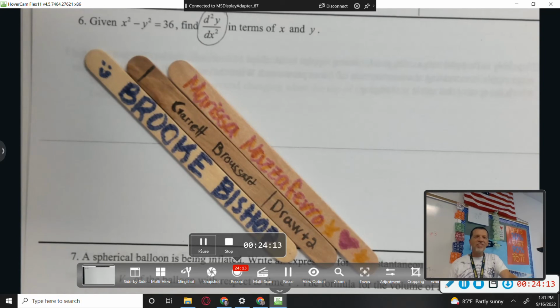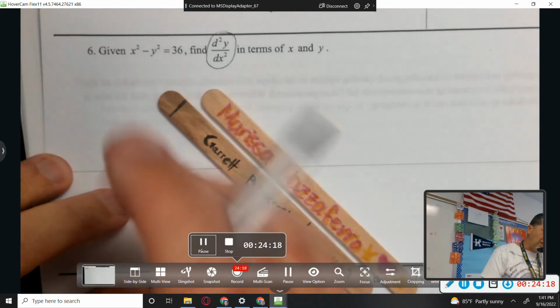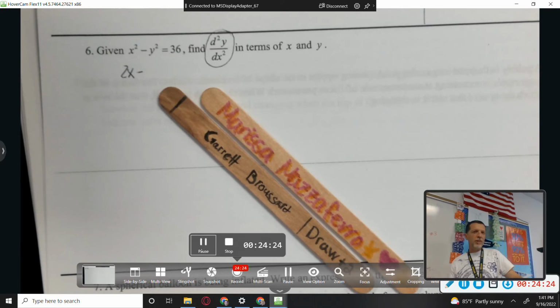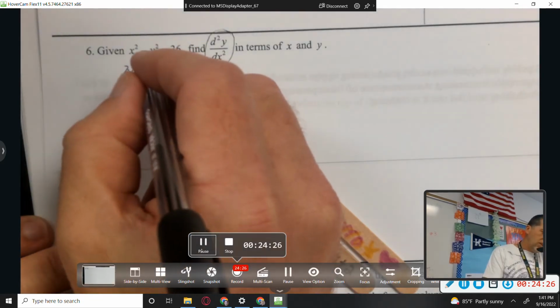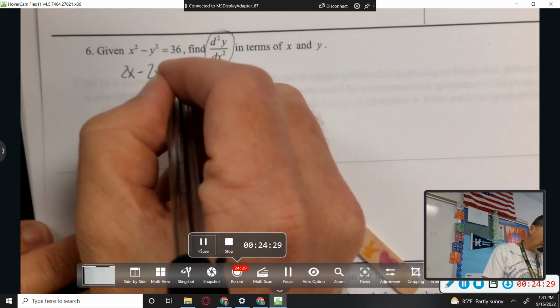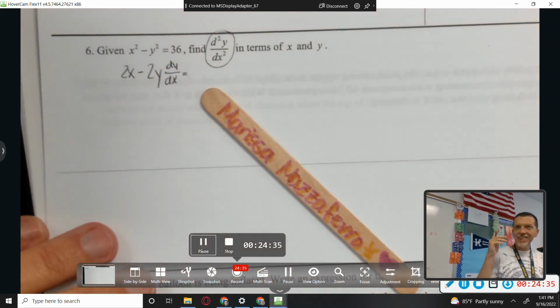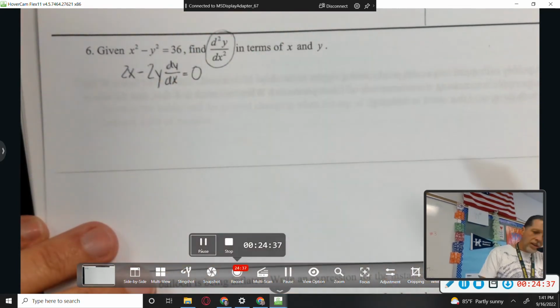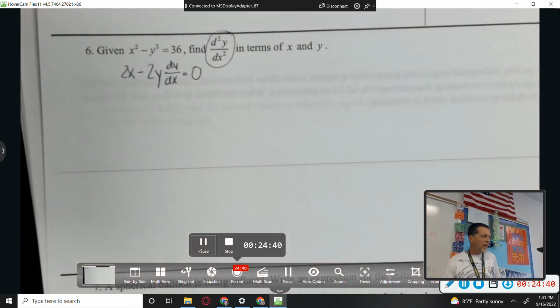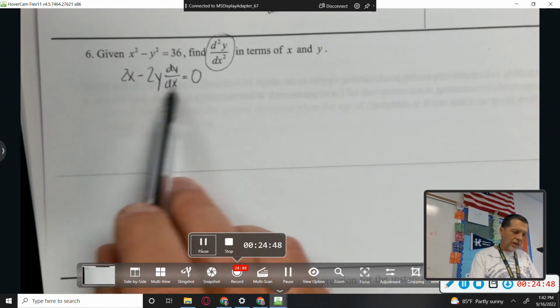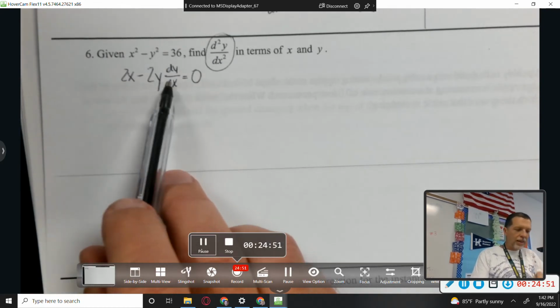Brooke, what's the derivative of x squared? 2x. Garrett, how about the derivative of y squared? Good, 2y dy dx. And Marissa, the derivative of 36? 0. Okay, not bad. Let's solve for dy dx. Although there is a way to do this in place, just hit it again. But I think most people would solve for dy dx first.